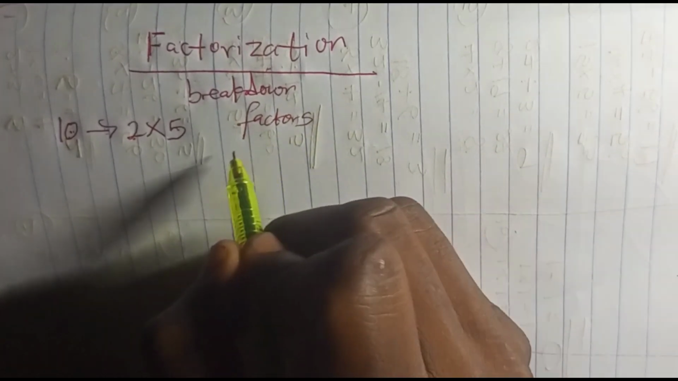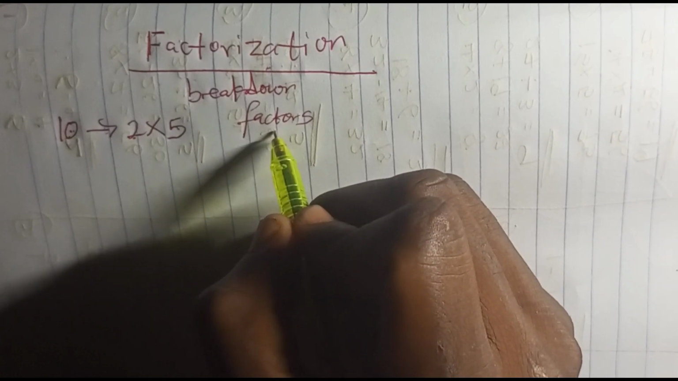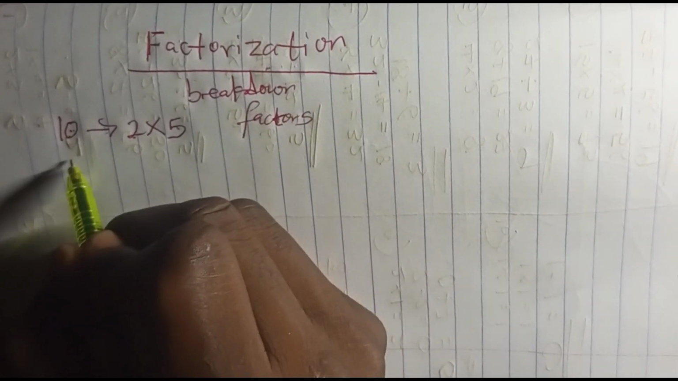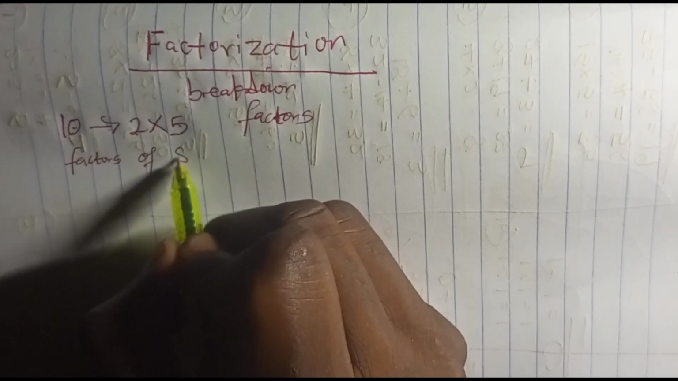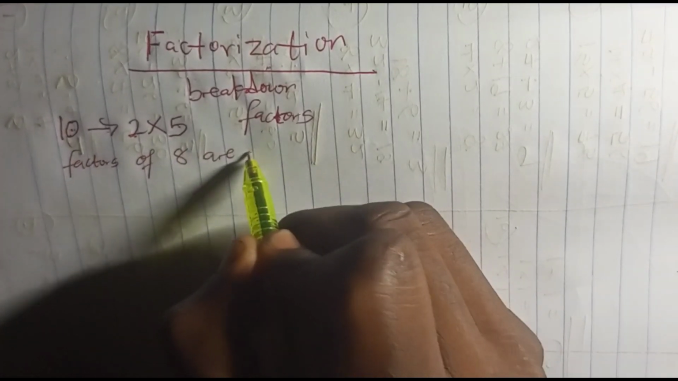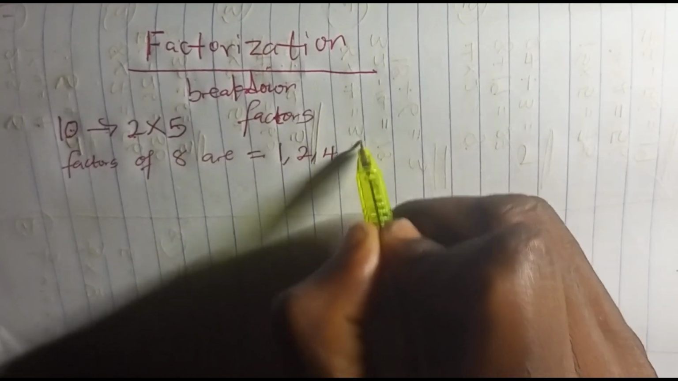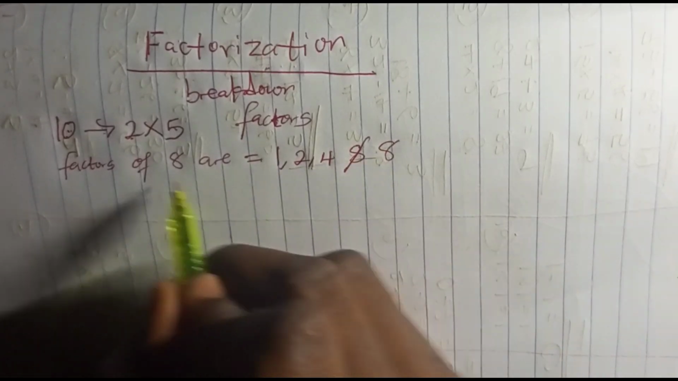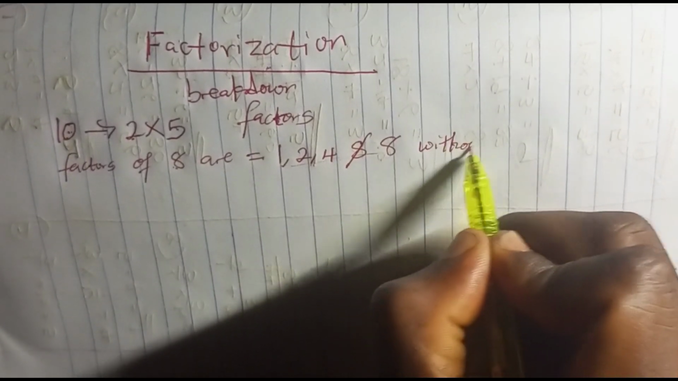Does it make sense? So in factorization, what we consider again is the factors that are written down. So you check out for the factors of those numbers. These are very important things that you should know in factorization. So, factors of 8 are 1, 2, 4, and 8. These are those numbers that can divide 8 without giving a remainder.